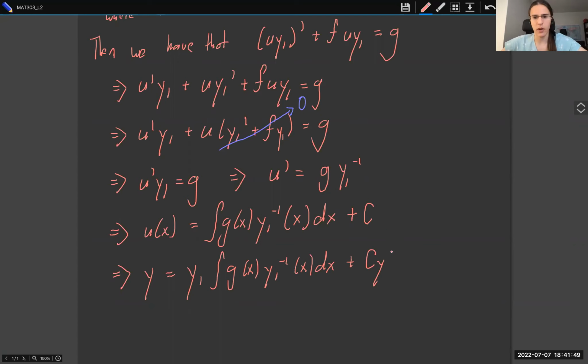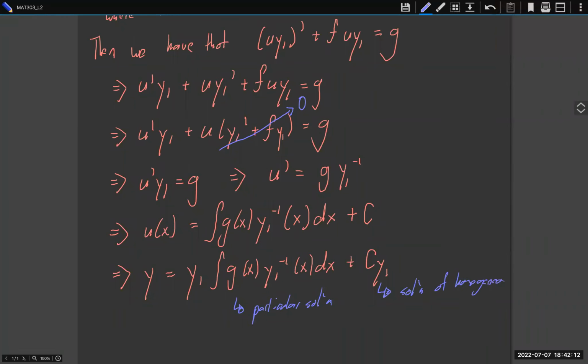And sorry, y1. If you actually think about this, this is a particular solution, and this is the solution to the homogeneous equation by definition. Wait, how did you go from the second to last line to the last line?